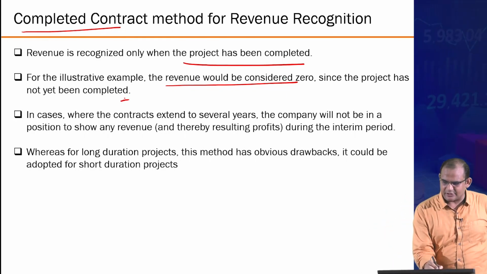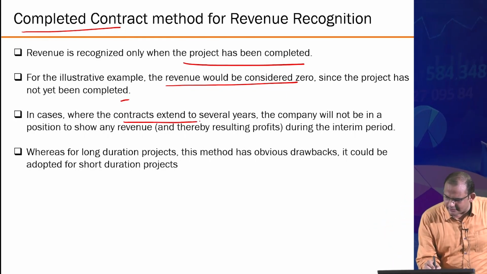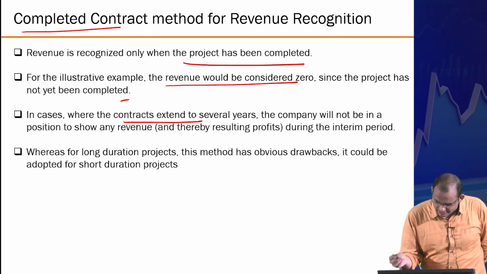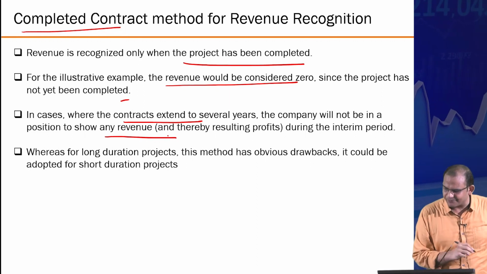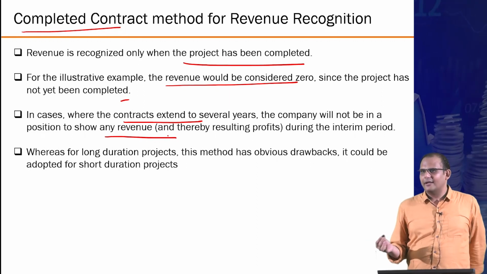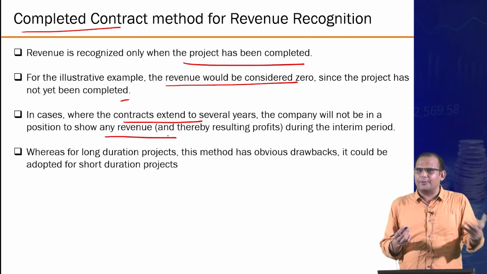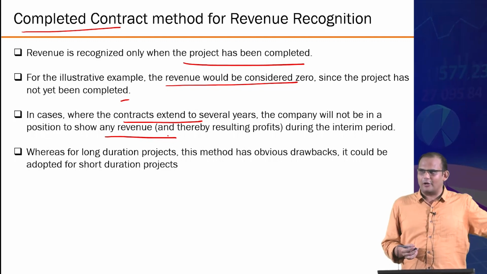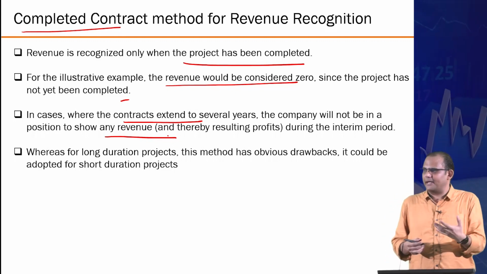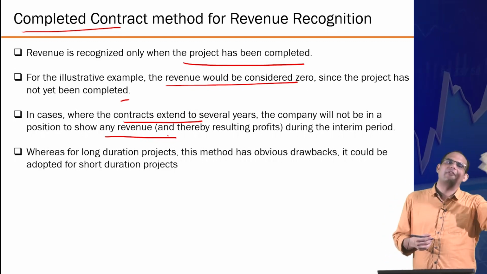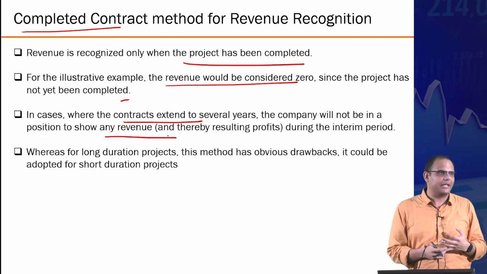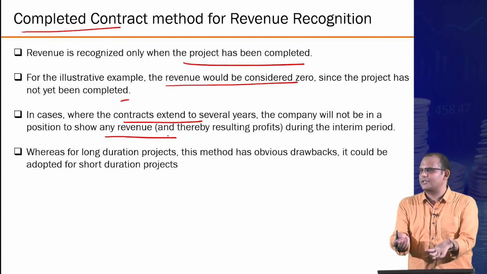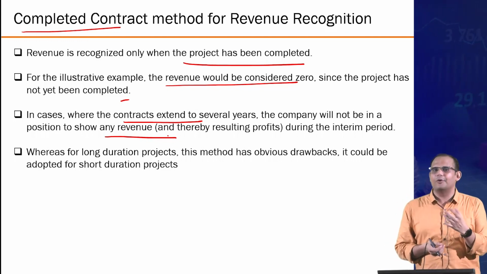And since the project has not been completed, in cases where the contract extends to several years, the company will not be in a position to show any revenue during the interim period, right? So as a company, if you are doing 5 projects simultaneously and for 5 years you have not shown any revenue, how do you expect the business to continue? From other financial investors, if you want to raise more money, they'll be like, where is your revenue? You are not doing any business. How do we even trust you that you are actually doing this business? How do we raise this?